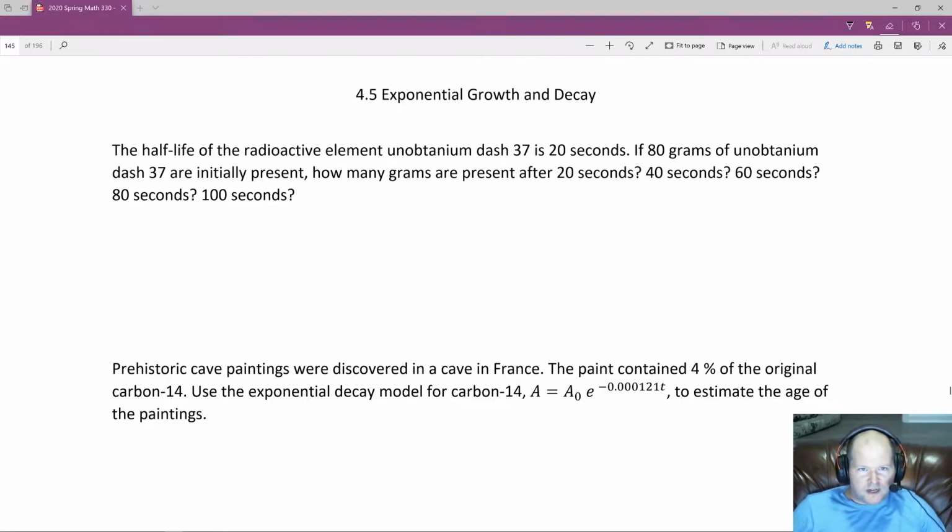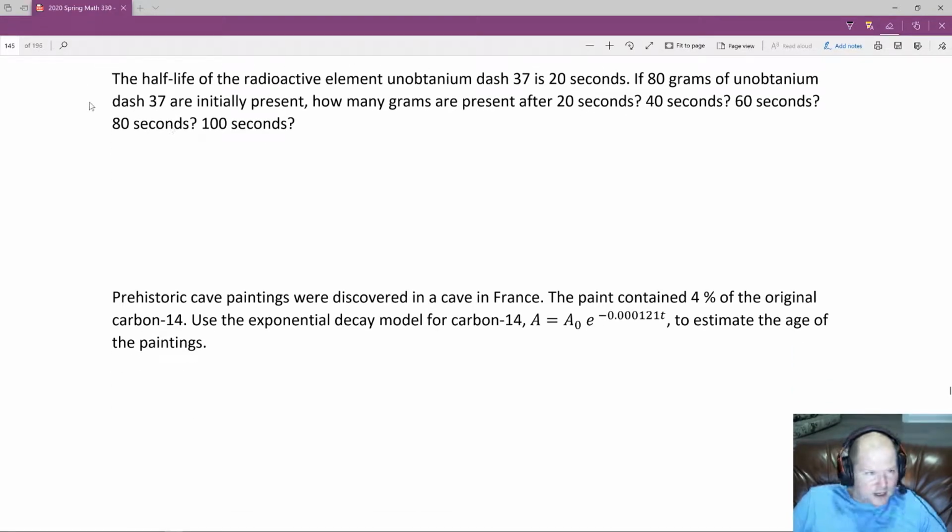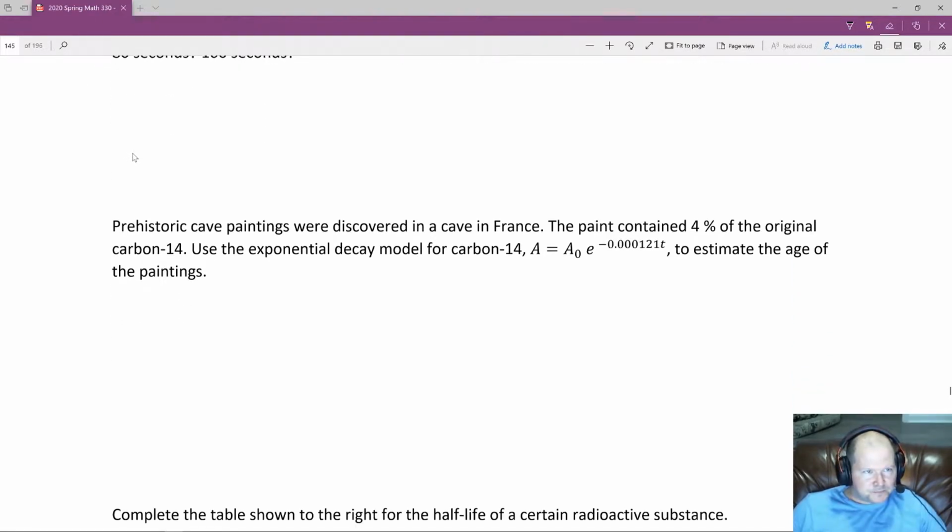All right, 4.5, exponential growth and decay continued. So the half-life of a radioactive element, unobtainium-37, is 20 seconds. If 80 grams of unobtainium-37 are initially present, how many grams are present after 20 seconds, 40 seconds, 60 seconds, 80 seconds, and 100 seconds? So I'm going to do the first one, and then we can extrapolate from that what it's going to be for the other ones.